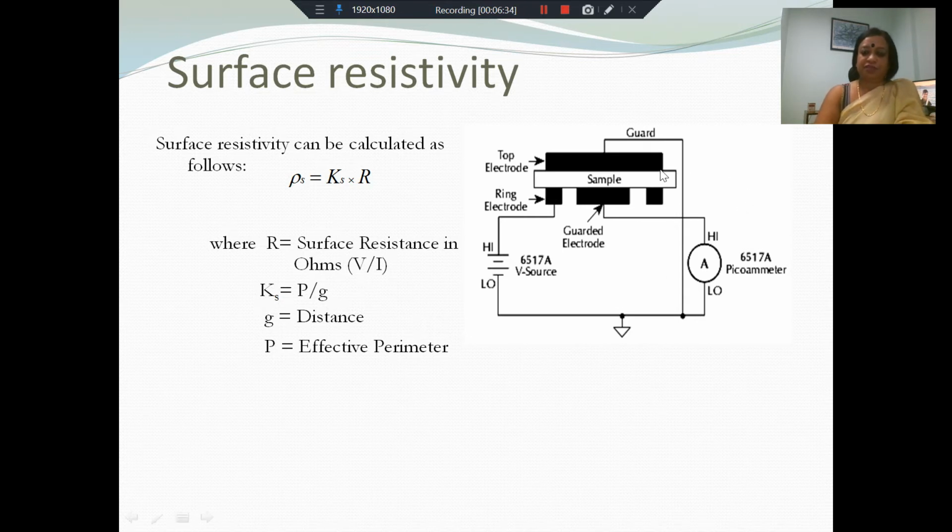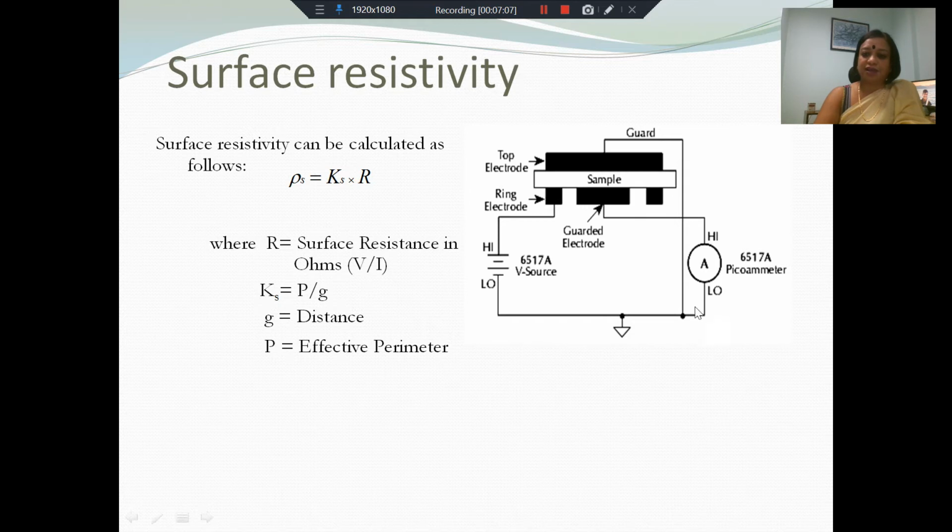Surface resistivity, when we are measuring, we put the sample here. The high voltage electrode is here, and the guarded electrode and the guard electrode are sitting here. The guarded electrode is connected to the high voltage potential. So this is your supply. The DC voltage is applied across this, and the high voltage supply goes to the ring electrode, and through an ammeter, we have the other connection to the sample.